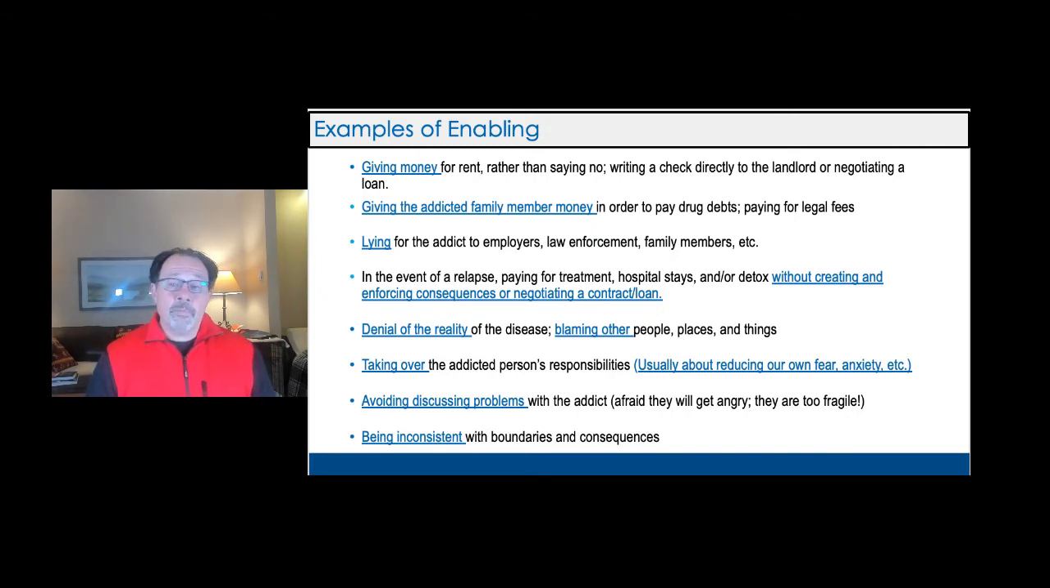Another example would be lying for the addicted family member, to their employer, to law enforcement, to other family members. No, he just was a little off that day, wasn't feeling very well. In the event of a relapse, paying for treatment, hospital stays, and/or detox without creating and enforcing consequences, or negotiating a contract or a loan.